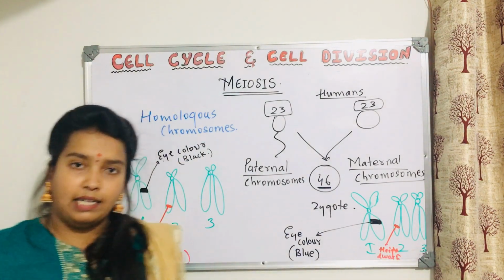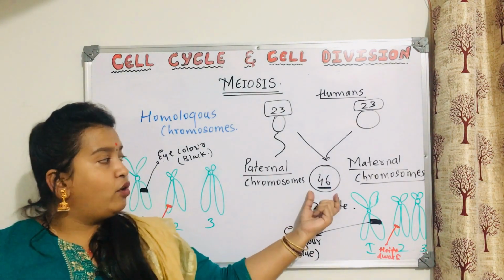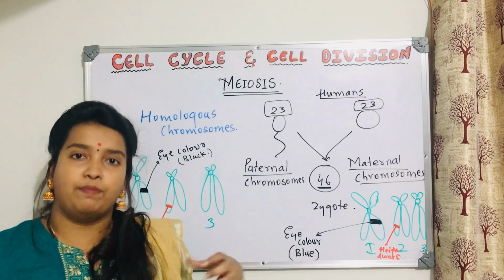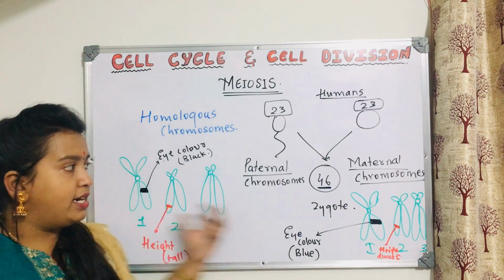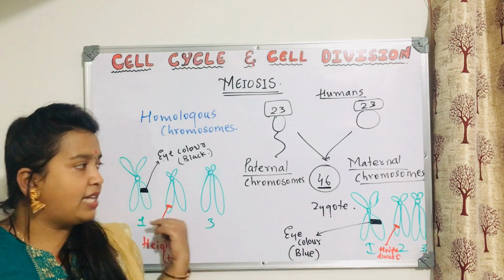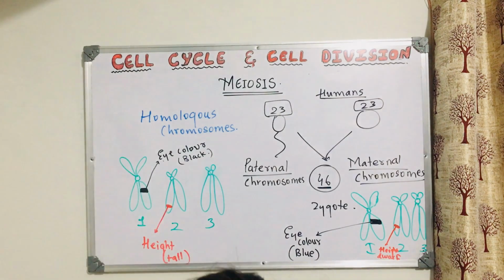I hope I made it clear what a homologous pair is. When this zygote undergoes meiosis, we talk about this homologous pair in that condition. There we will talk in detail, but I hope you understood what homologous pairing is. These are homologous chromosomes. Clear? Okay. Now there is one more thing we will talk about.